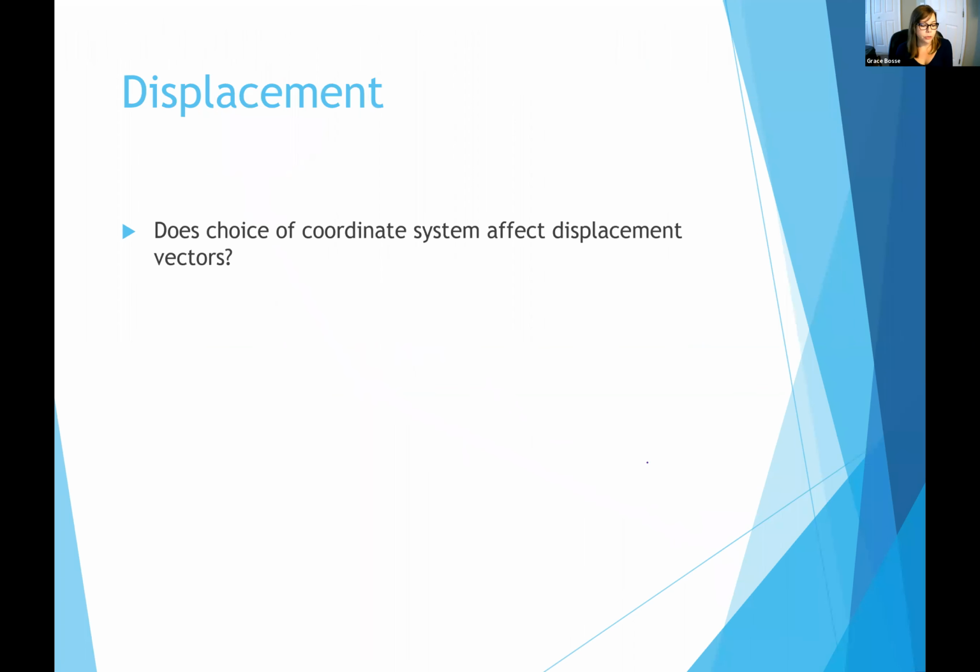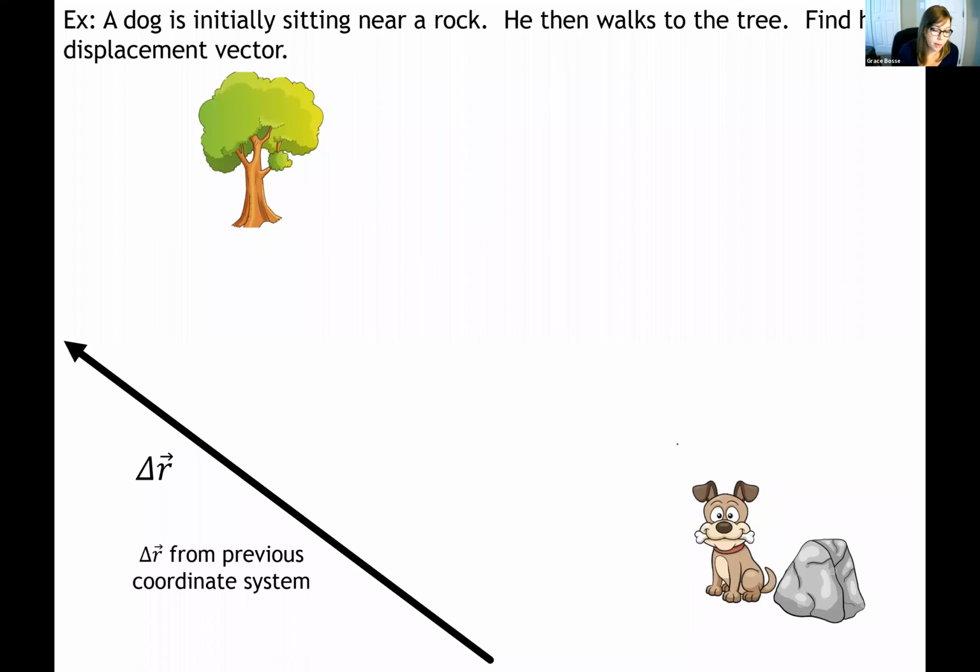I have a question for you. Do you think that that choice of coordinate system determined the displacement vector? We've already established that the position vectors definitely are determined by our choice of coordinate system. But what about the displacement vectors? Let's try this problem again, but I'm going to define a new origin of my coordinate system.